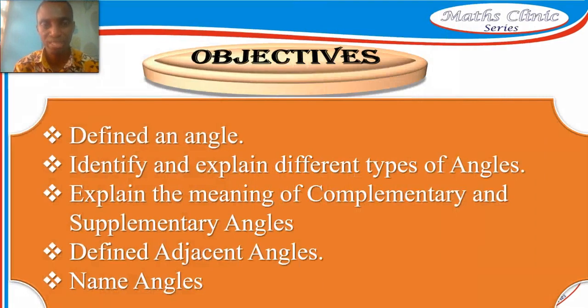And these are the objectives. By the end of this video, you should be able to define what an angle is, to identify and explain the different types of angles, explain the meaning of complementary and supplementary angles, define adjacent angles, then name angles. So these are some of the things we are going to look at, and I'm praying that by the time I finish, you should be able to do all these steps.